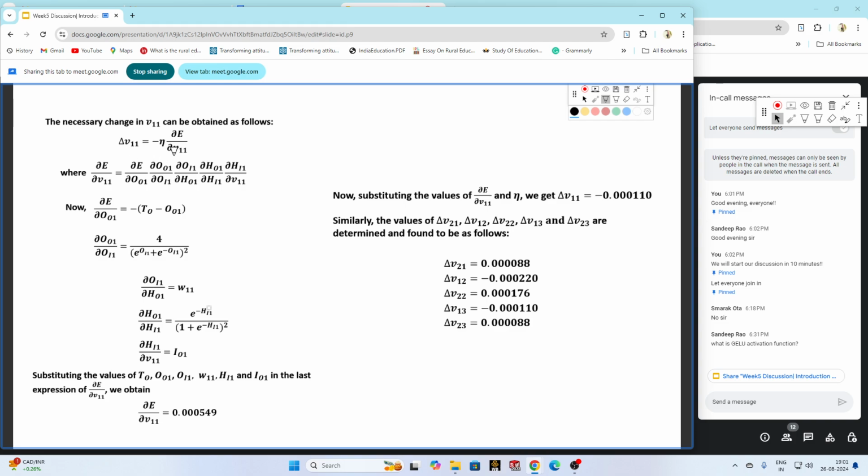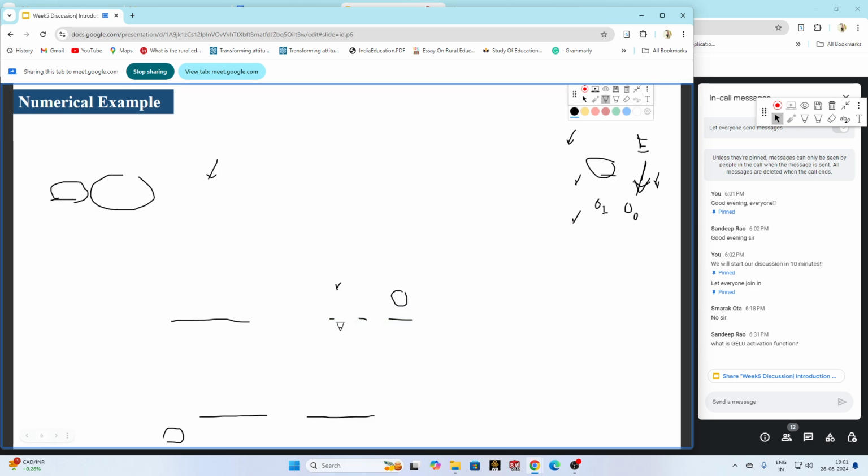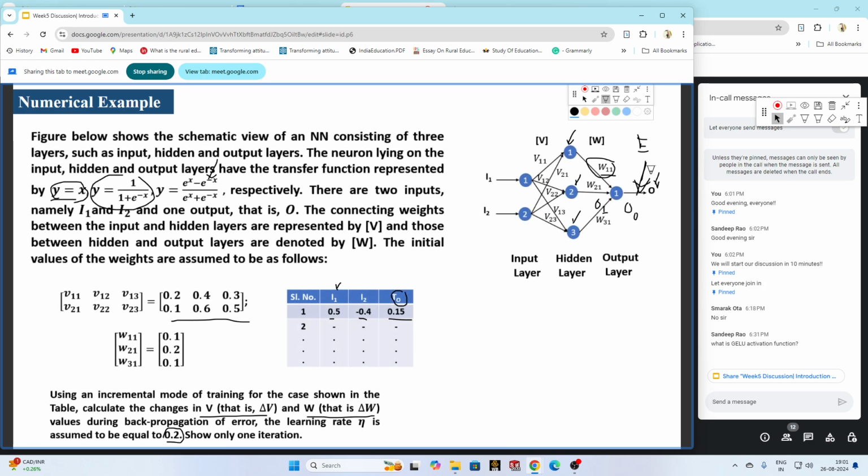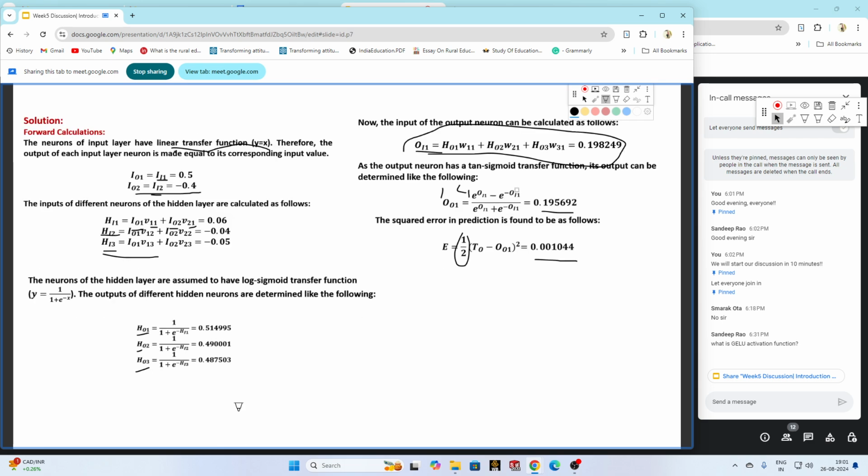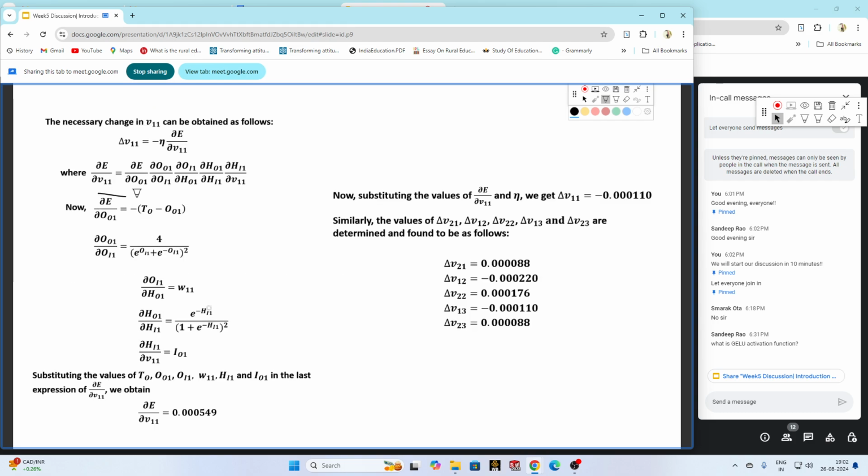Now we will do the same with delta V11. Again you see this, we don't have a direct link of E with respect to V. First we have to go from E to OO, then OO to OI, then OI to H, and then from H to HO to HI, and then HI to V. So again we have to apply the chain rule.